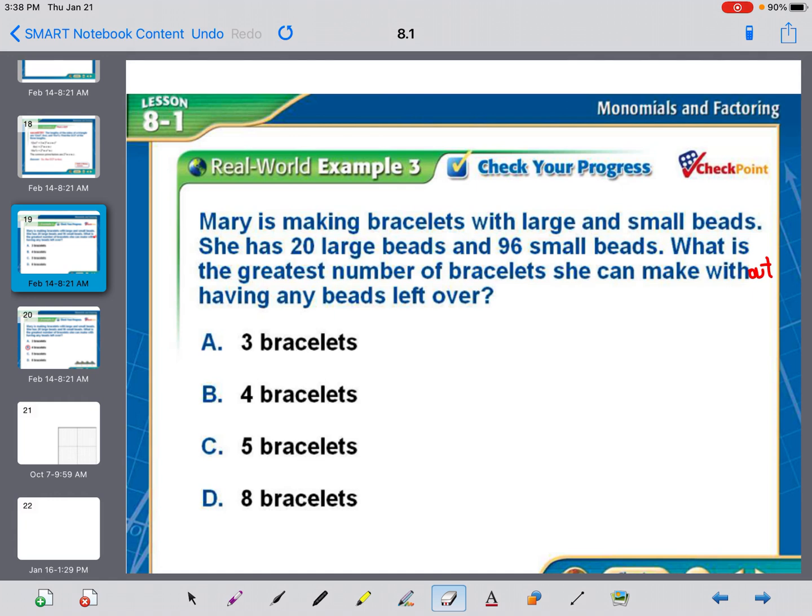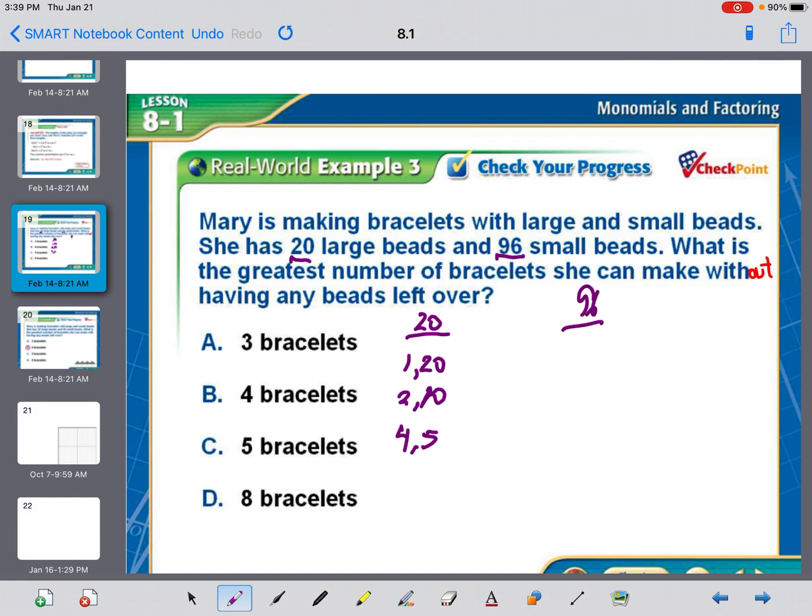Maria's making bracelets with large and small beads. She has 20 large beads and 96 small beads. What is the greatest number of bracelets she can make without having any beads left over? So, in other words, we're looking for a GCF. Now, we may not think about that, but they do use the word greatest right there. What's the greatest common factor of 20 and 96? We could do prime factorization of those two numbers. I'm going to do the pairs of factors again because, like I said, we do a lot of stuff with the pairs of factors in this chapter.